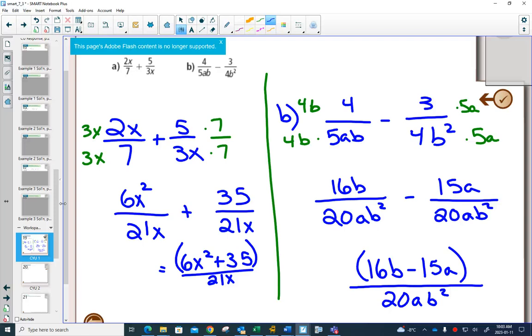Okay, questions for practice on this one are 3, 4, and 5.